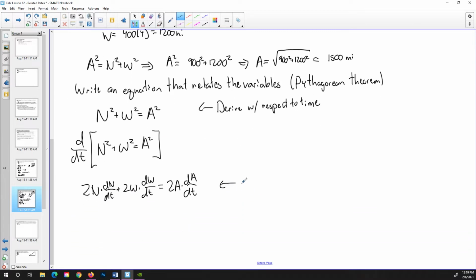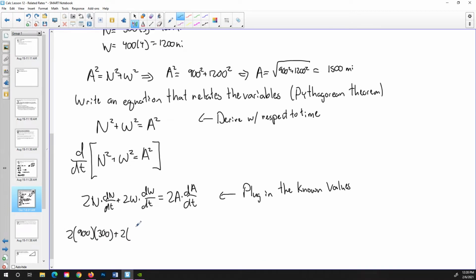I can plug in the known values. So I'll have 2 times the n, which is 900, times the rate at which n is moving, which is 300, plus 2 times the distance for w, which is 1,200, times the rate at which w is changing, which is 400 miles per hour, equal to 2 times the 1,500 times dA over dt, which is good because I have numbers for all of the variables except for the one that I'm looking for.